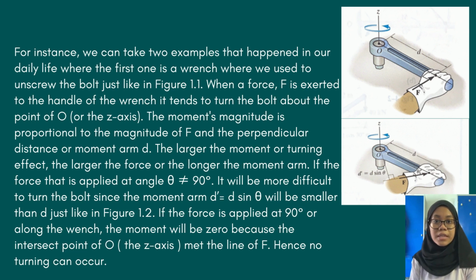If the force that is applied is not at an angle of 90 degrees, it will be more difficult to turn the bolt since the moment arm will be smaller than the d, just like in figure 1.2. If the force is applied along the wrench, the moment will be zero because the point O intersects the line of F. Hence, no turning can occur.